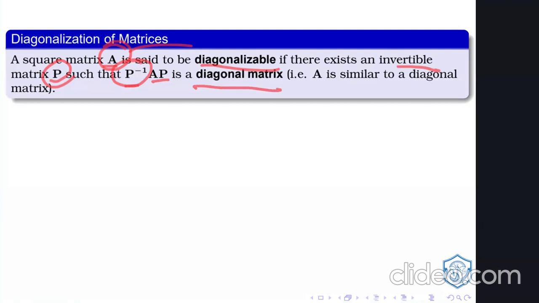This definition is telling that you have to find a P for which P inverse AP will equal D, the diagonal matrix. We denote the diagonal matrix by D. That means we are making A and D similar: the given matrix and a diagonal matrix. And if they are similar, I can tell A is diagonalizable. So this is the definition. And what are the restrictions by which I can tell this is diagonalizable and this is not?